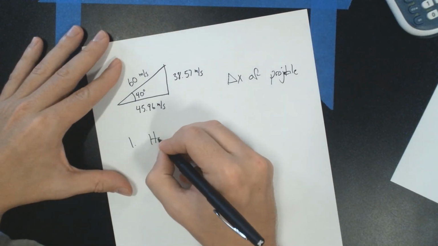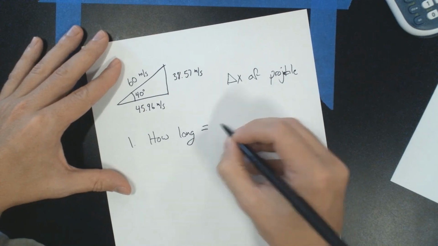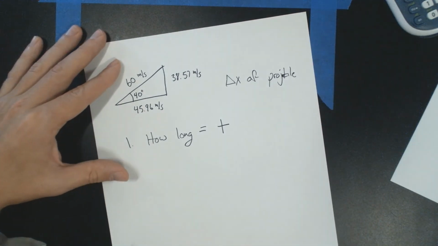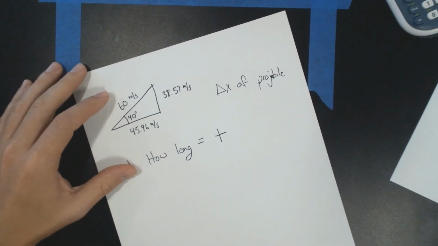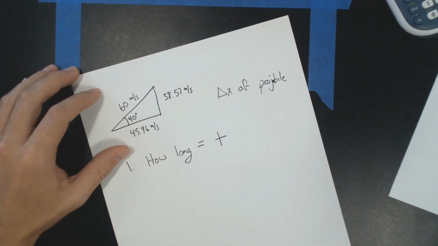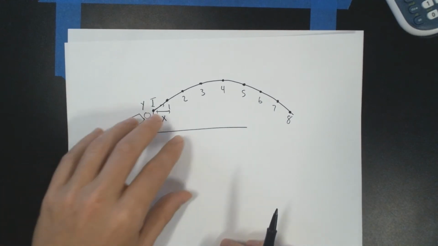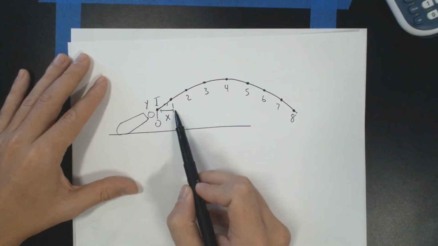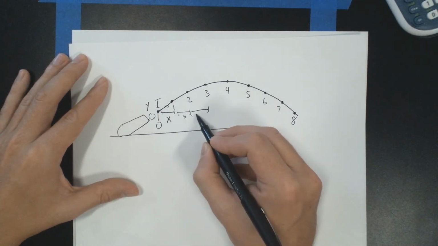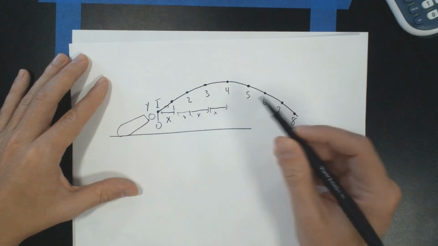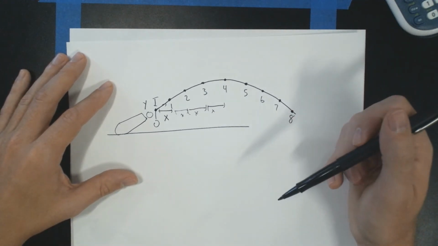The first thing that I want to do is figure out how long the object is in the air. That means I need to figure out t, the number of seconds that the object is in the air. Let's take a look at another example that I gave earlier, the one with the numbered positions. I'm moving over in the x direction by the same amount every second, but the only thing that's changing is the ball's y position, so gravity.